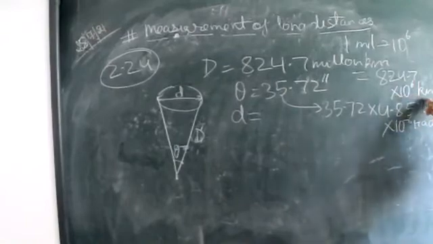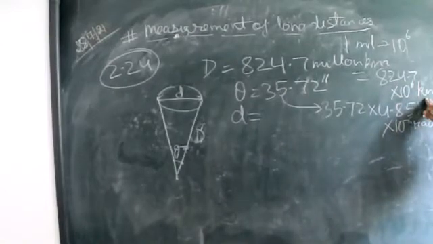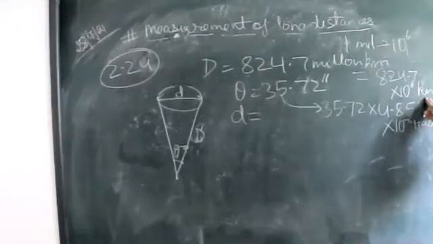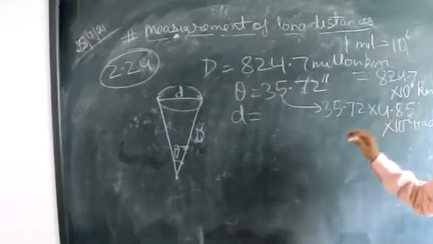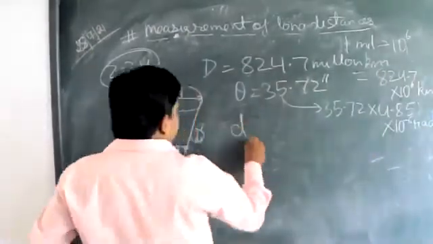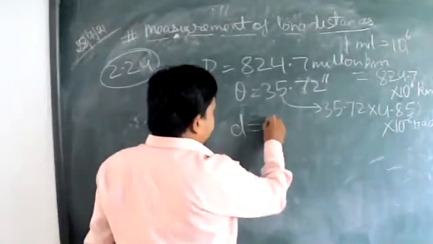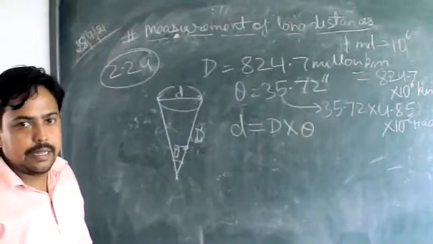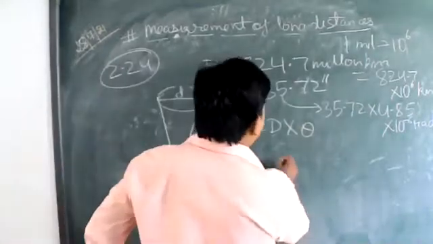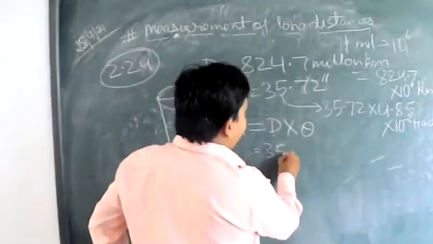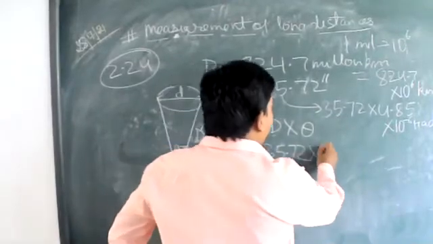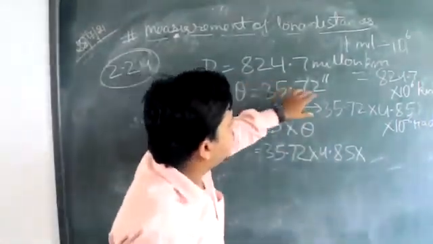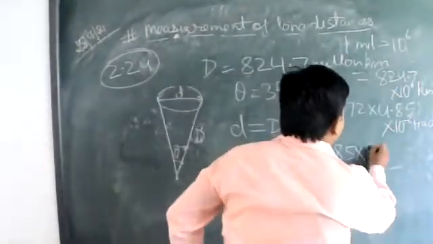You have converted your capital D, that is the distance of Jupiter, from the angle. It's very easy. So what is the relation for the diameter? It will be d into theta, from the previous relation. So what is the value of d? The value of d is this much: 35.72 into 4.85 into 8.24.